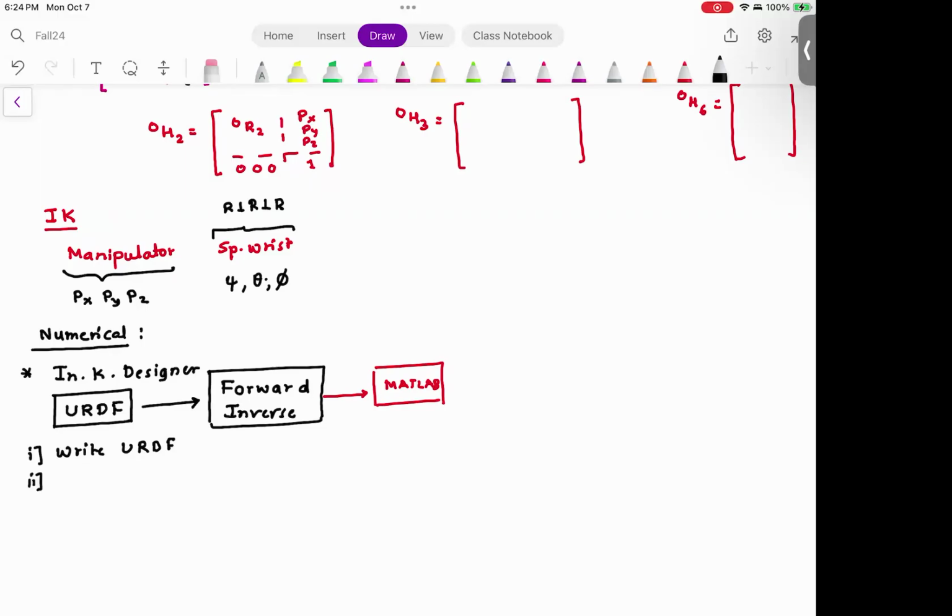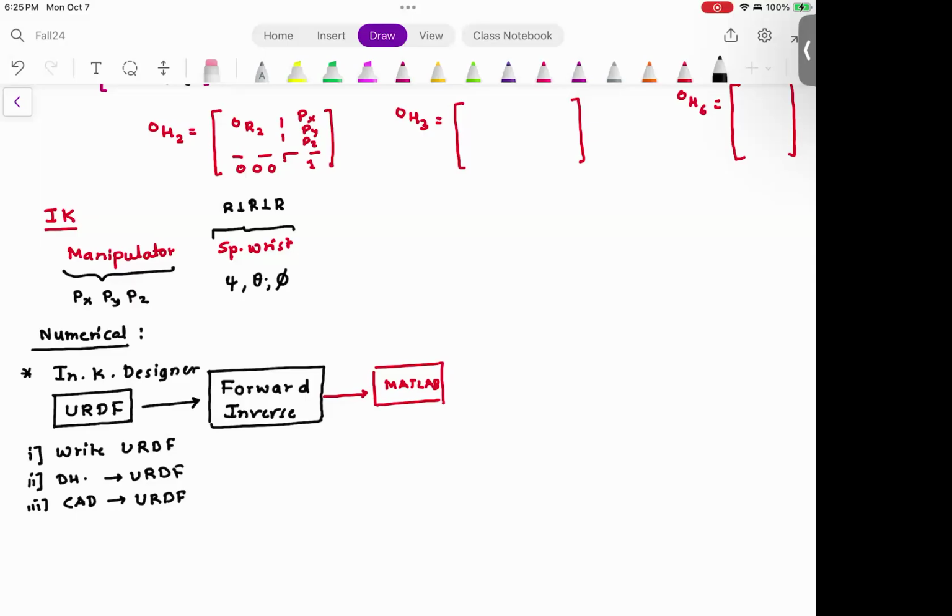Second, you can use the DH parameters that we will talk about later in the class to generate a URDF file. Third, if you have a solid model or CAD model of the robot, CAD software like SolidWorks, CATIA, and Autodesk Fusion can write a URDF file. You can use this URDF file and MATLAB Inverse Kinematic Designer to solve forward and inverse kinematics.